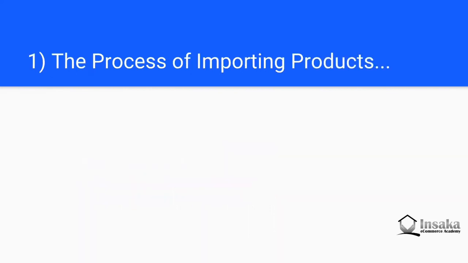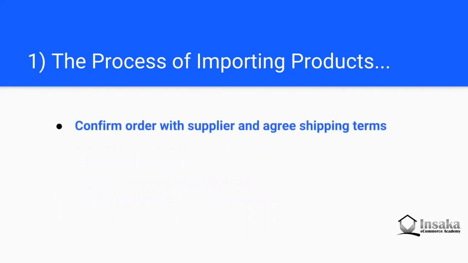First up, what is the process of importing products? Initially you would be engaging with a supplier that is obviously overseas, whether they're in the States or in the East, and you would need to agree on your invoice and your shipping terms before you begin the process of importing. There are a couple of different shipping terms, and they all come with three-letter acronyms that all mean fancy things.